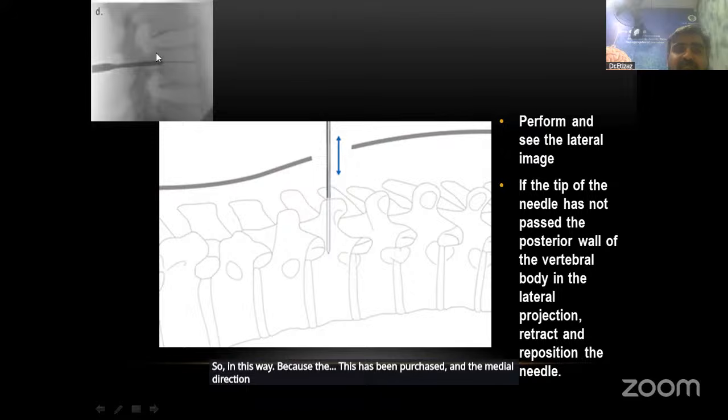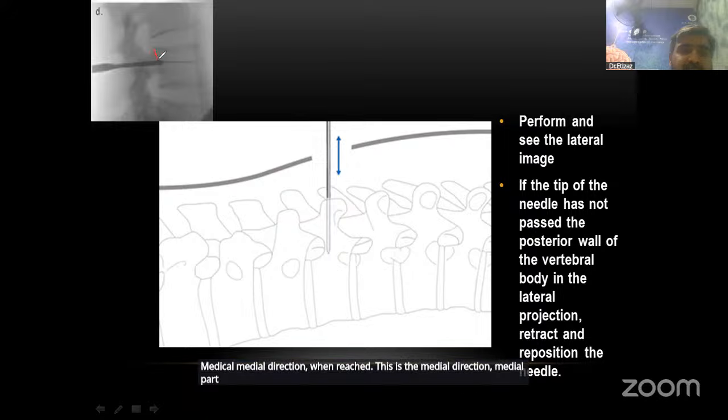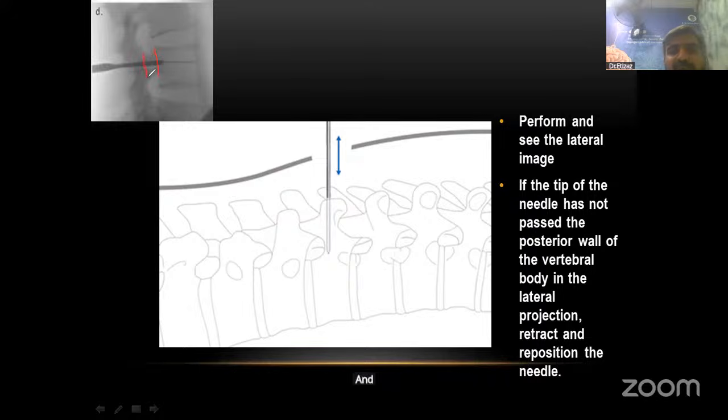Now we'll see, look at here, this is the pedicle. The medial direction of the pedicle has been reached. This is the medial part of the pedicle. Look at here. And this was the initial point.